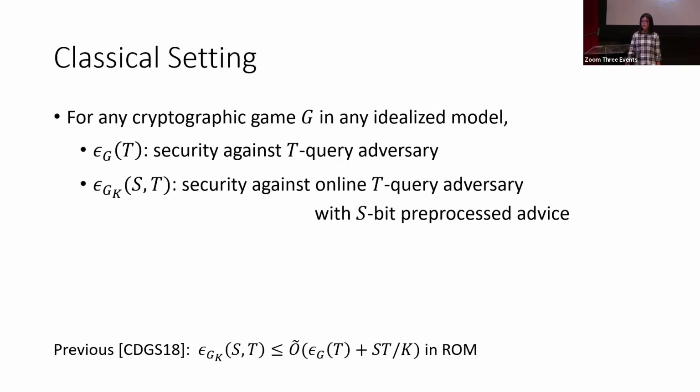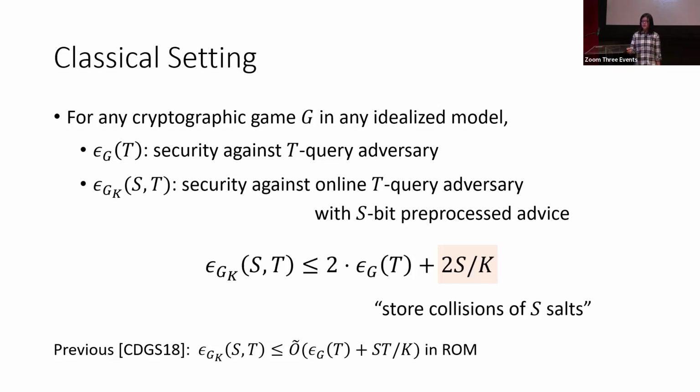Here's an overview of our results. First, for the classical setting, we prove a tighter bound for any cryptography game in any idealized model. That is, we tighten this non-uniform security with a preprocessing advantage no larger than S over K, removing the previous T factor. This is tight for a game without challenges, just like collision finding. This best preprocessing advantage is just achieved by the most intuitive attack, which is just store answers for S salts and run the uniform algorithm for the other salts.